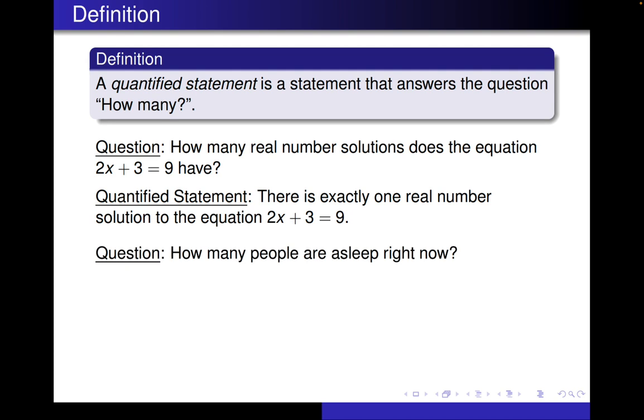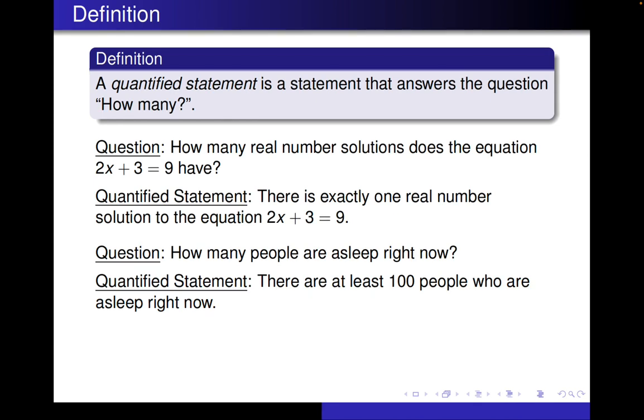Here's another question. How many people are asleep right now? And, you know, your guess is as good as mine, but I'm going to be safe and say there are at least 100 people who are asleep right now. Notice that I didn't answer exactly how many people are asleep, but I did give a statement about the number of people who are asleep. That's a perfectly nice statement and almost certainly true. I'm sure there are at least 100 people. In fact, you're probably falling asleep right now too.